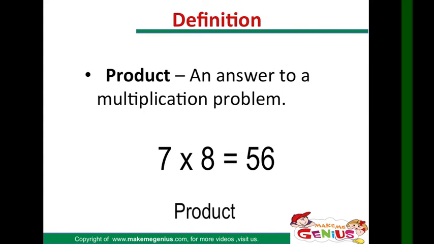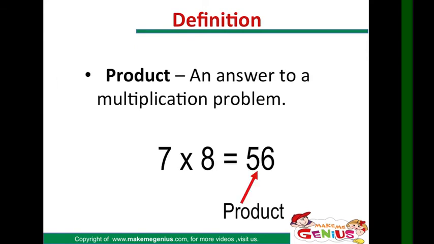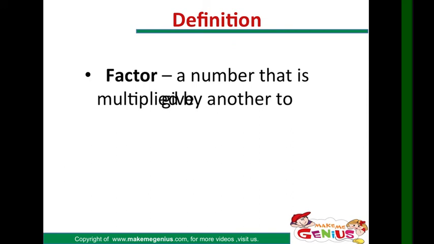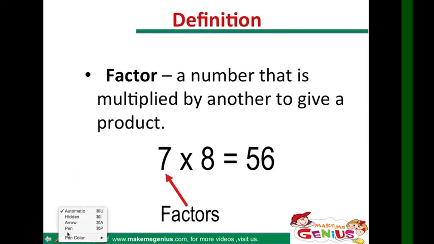So, as you can see, we have 7 times 8. The product is 56. That is what we call the product, the answer to the multiplication that we did. Okay? Now, on the other hand, we have what we call a factor. A factor is a number that is multiplied by another number to give a product. So here, as you can see, our factors are 7 and 8. These are the factors of 56.